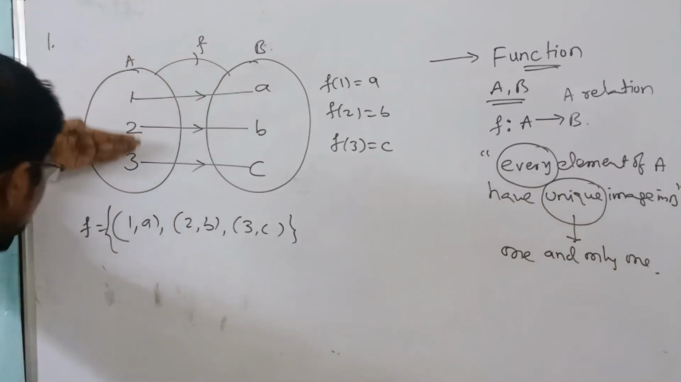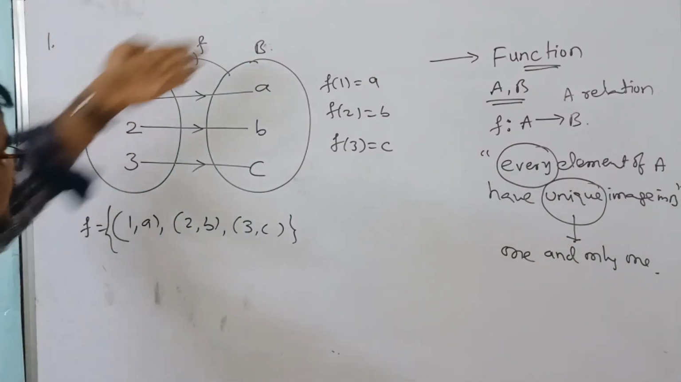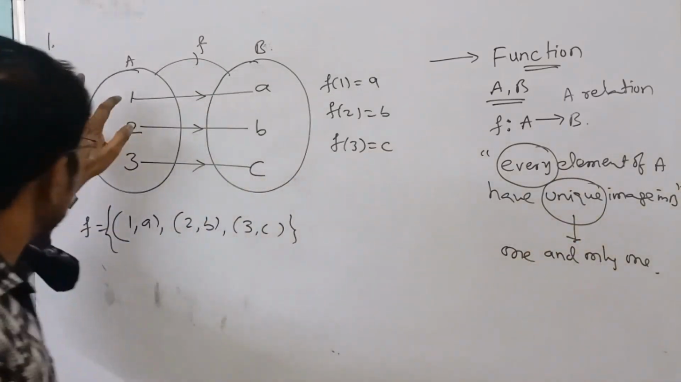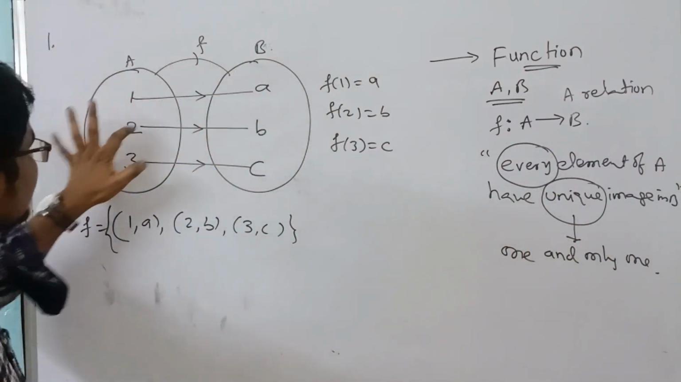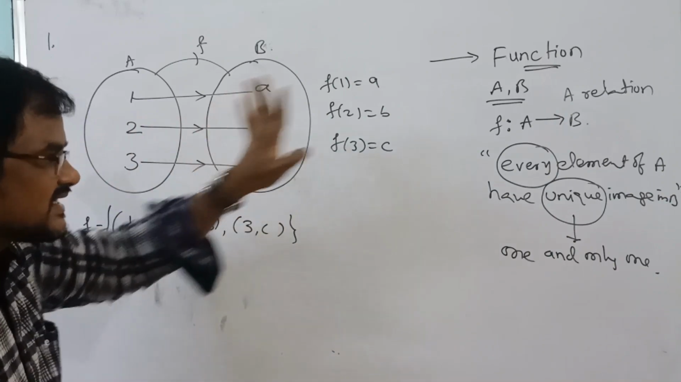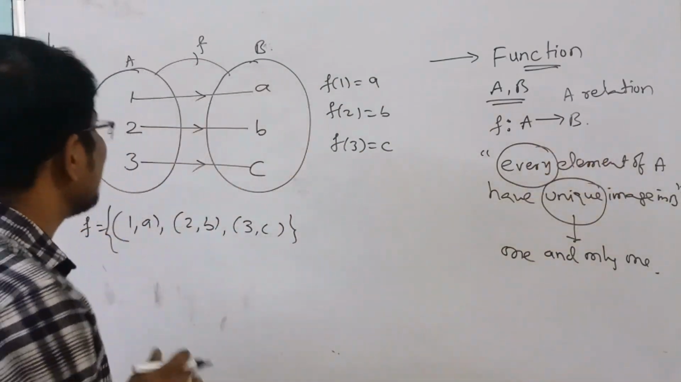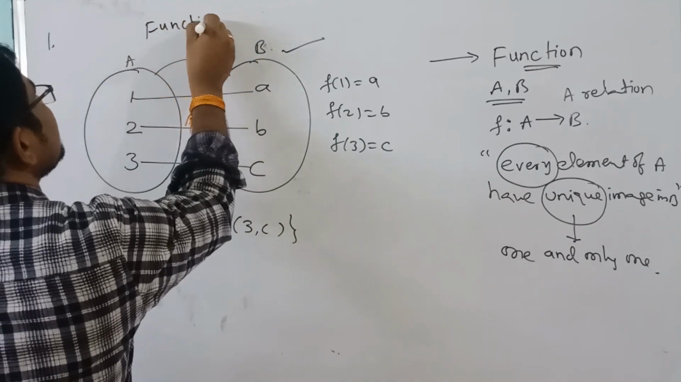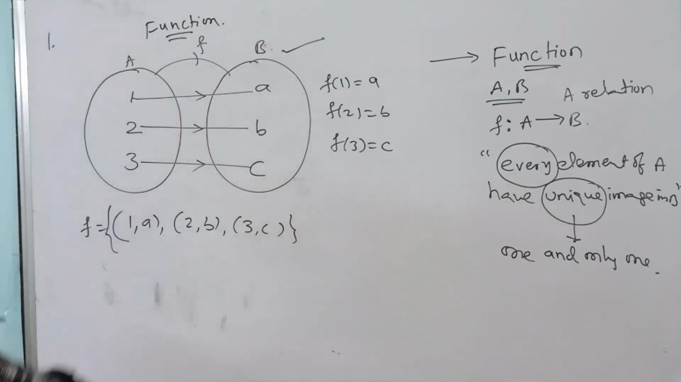Every. So here, see whether every element of A is associated with B or not. Okay, this is satisfied. Next, a unique image. For this one, how many images are there? 1. For this one also 1, and for this one also 1. Is this condition satisfied or not? So that's why it is a function. This is a function, right?